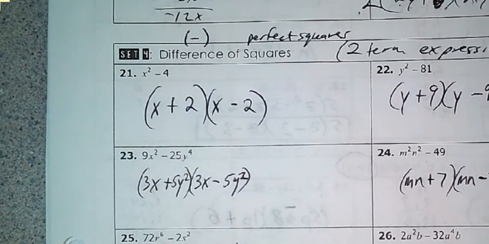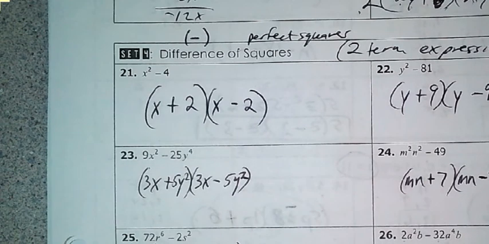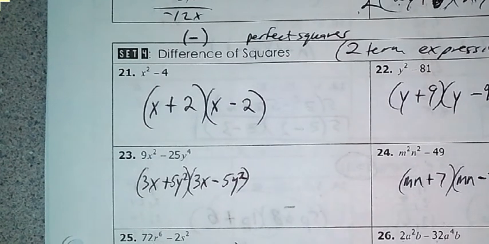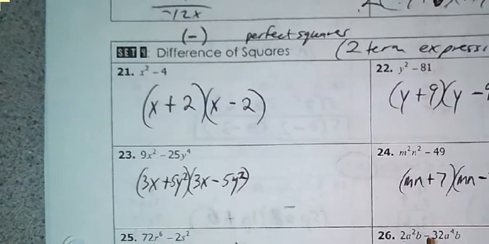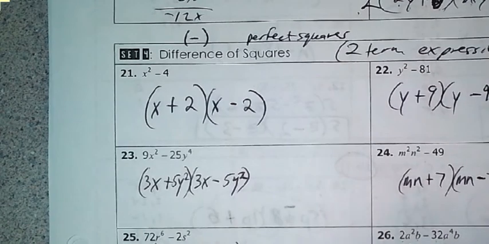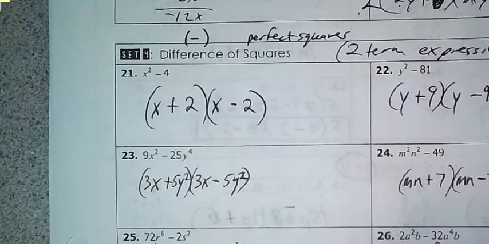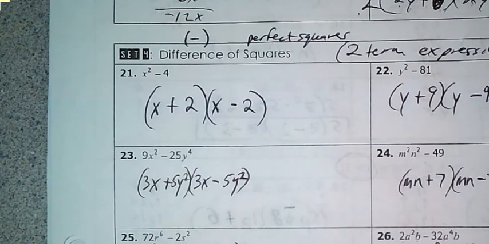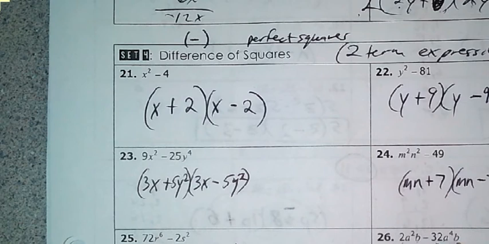Alright, look at number 26. Okay, check for a GCF. Is there a GCF between 2 and 32? 2. Is there a GCF between a squared and a to the 4th? Yes, what is it? A squared, remember the lowest exponent. Is there a GCF between b and b? Yes, b, right? So, in parentheses, we will be left with 1 minus 16a squared. We divided it out. So 2a squared b divided by 2a squared b is 1. And then negative 32a to the 4th b divided by 2a squared b is negative 16a squared.